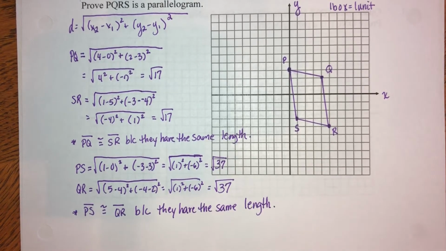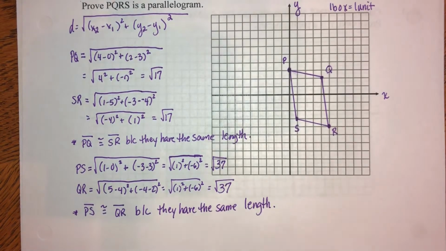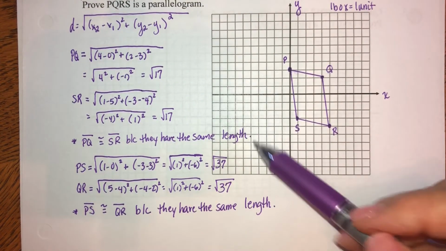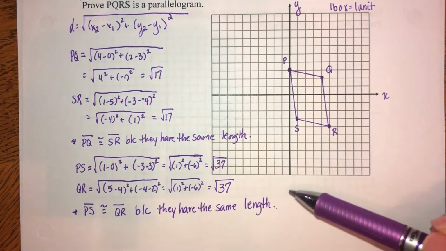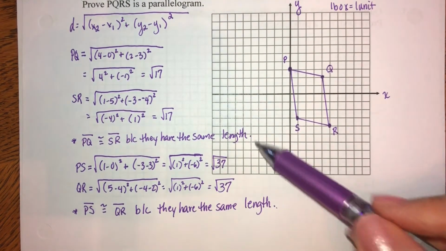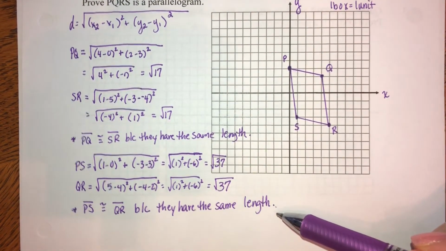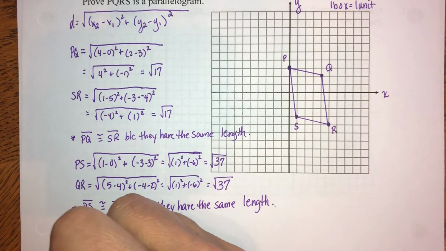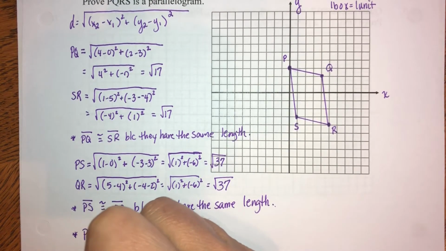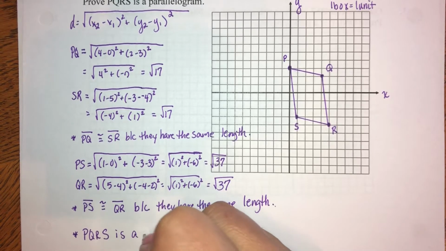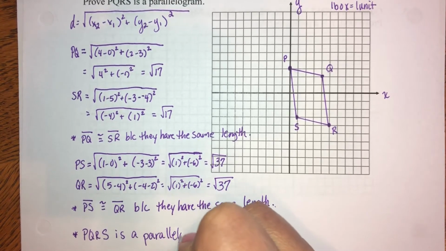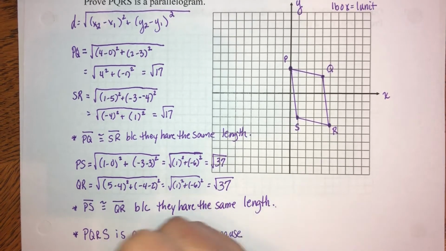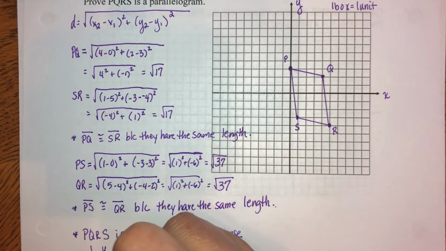And now finally I have to finish my proof. I was asked to prove that this thing is a parallelogram. Well, I just proved, I showed it, and then I wrote a sentence. I just proved that both pairs of opposite sides are congruent. So since both pairs of opposite sides are congruent, I'm now allowed to call this a parallelogram. I can finish this up by saying PQRS is a parallelogram because both pairs of opposite sides are congruent.